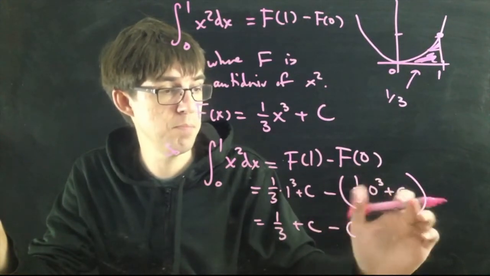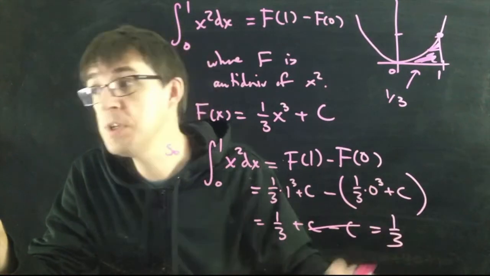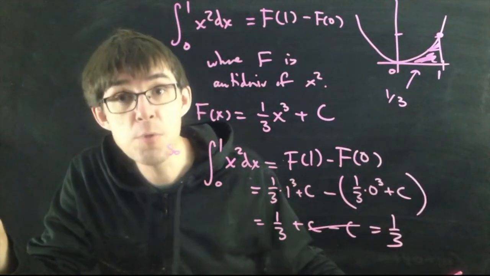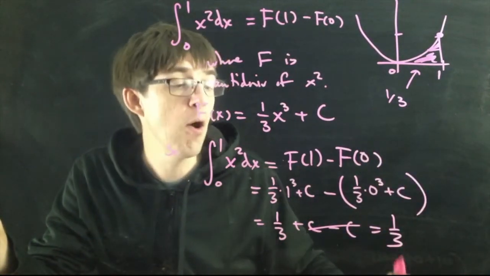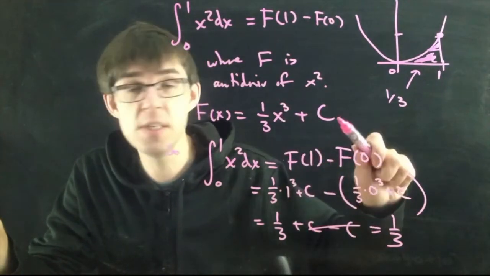And this is just going to be c. So c minus c will cancel, and I just get 1/3, which is what I told you before is the true answer. Now do you believe me? I hope you believe me now. It is 1/3. And do you also believe me that the plus c doesn't actually matter?